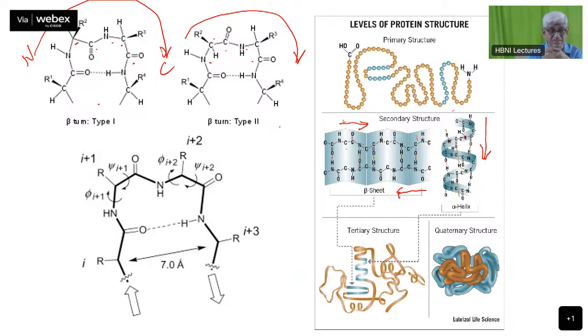However, what is the difference? The difference is, notice here, in this structure, the carbonyl is pointing inside, the NH is pointing outside. In this structure, the carbonyl is pointing outside, NH is pointing inside the turn. This happens because of the combinations of the torsion angles which are present here, which we will see later. There are different torsion angles, and different combinations of these torsion angles lead to these different kinds of orientations of the groups, and that leads to type 1 and type 2.